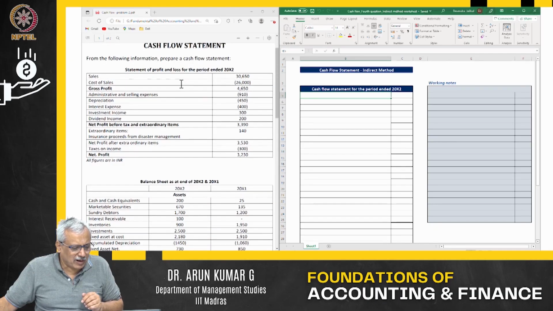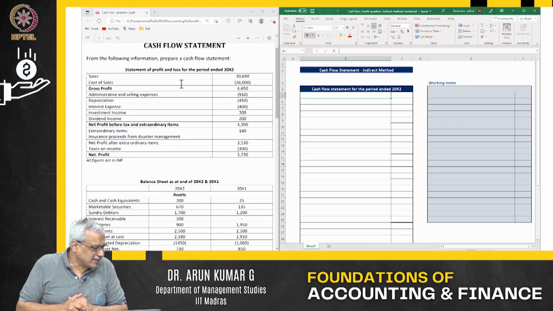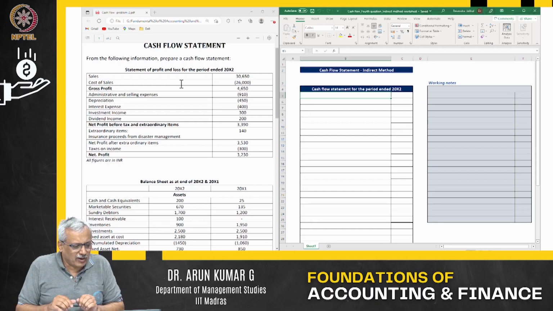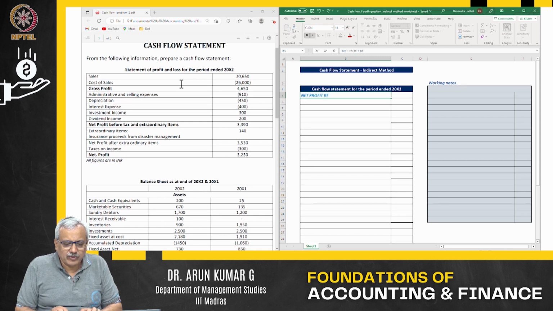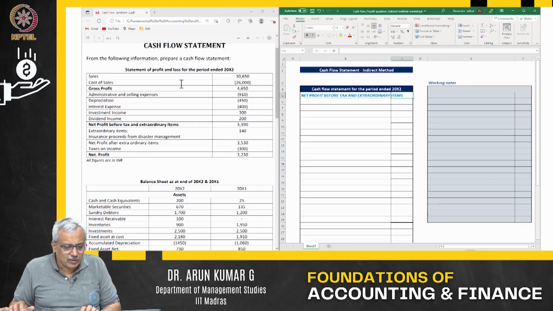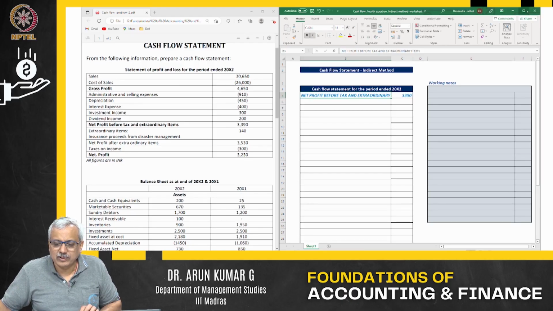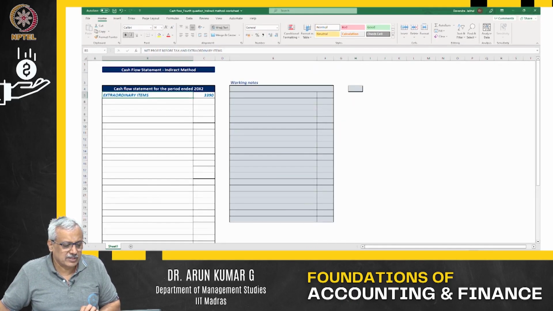Let me look at this. The profit or loss, the net, in this particular case I would say net profit before tax and extraordinary items. We will always take the net profit before tax and extraordinary items. I am just doing a rough text here. That is all.